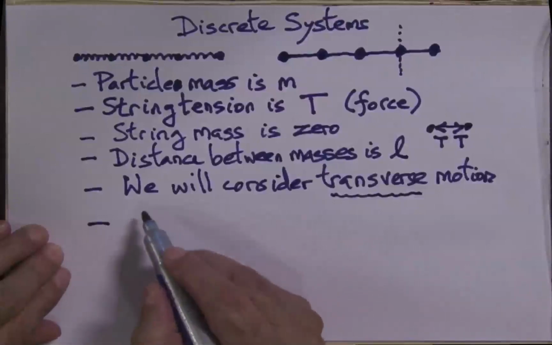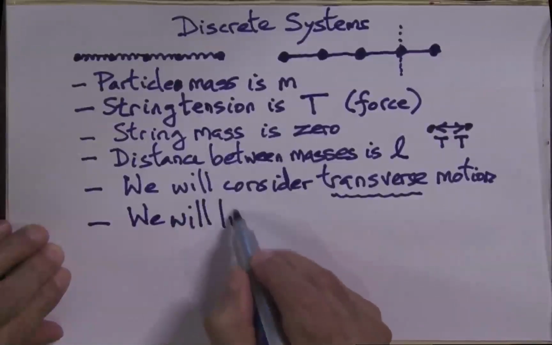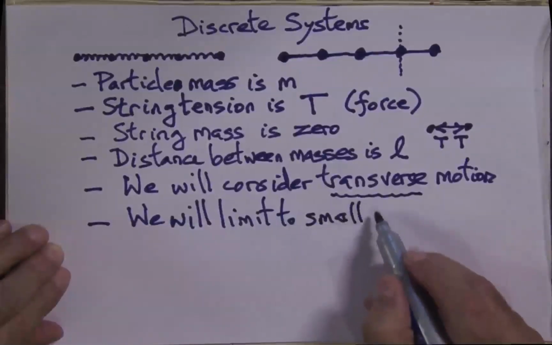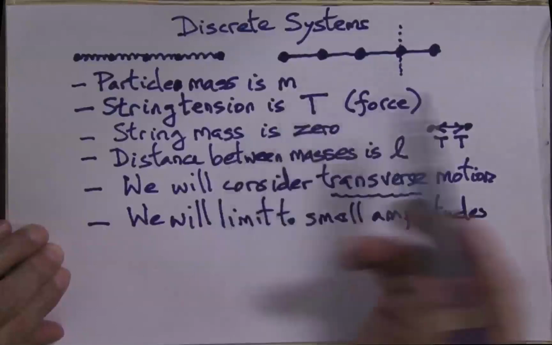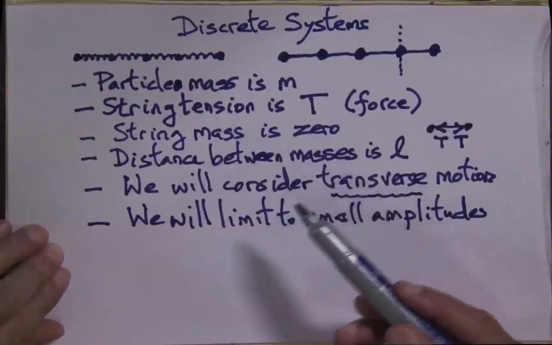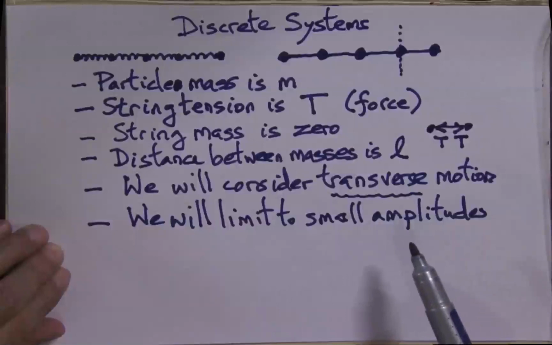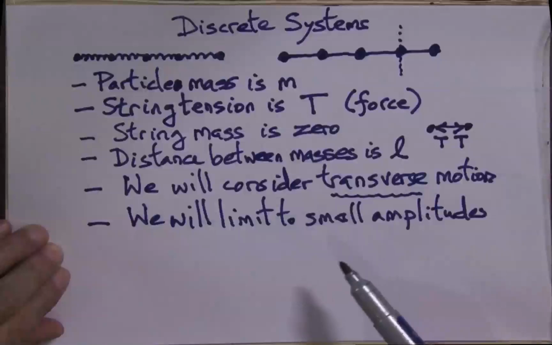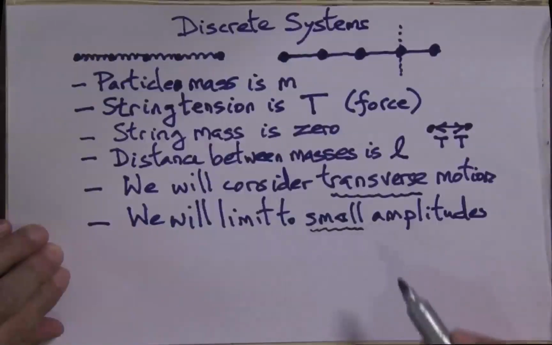Now, we don't have to do it, but we will limit ourselves to small amplitudes. And the reason for that is it makes the mathematics easier. This is the way in which you can get the wave equation. If you go to larger amplitudes, well, maybe you can derive the equation, but then you would not be able to solve it. So this is very much like what you saw in the case of the simple harmonic oscillator, the pendulum. You limit to small oscillations. And so we're going to take these oscillations to be small.